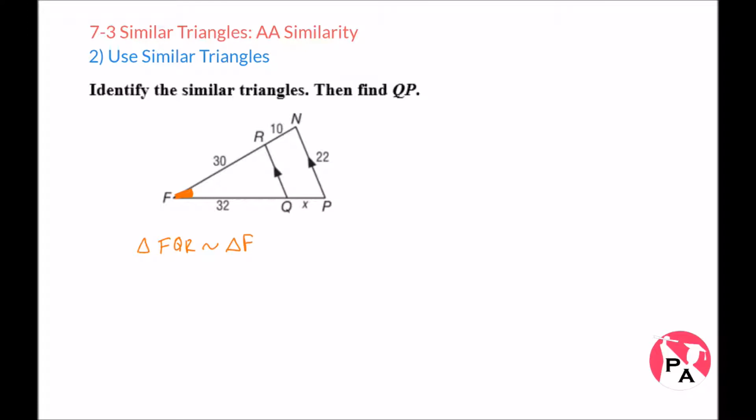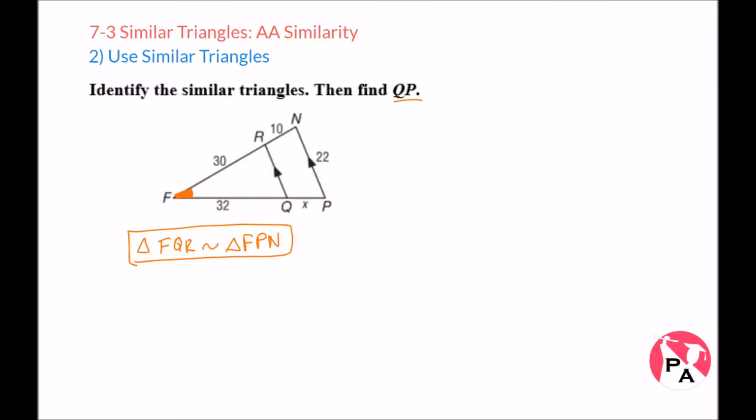Now move on to the next. Angle Q is right here and it corresponds to angle P. And angle R corresponds to angle N. And they are also congruent, the angles. So this is our similarity statement. Now we are going to find what QP is.